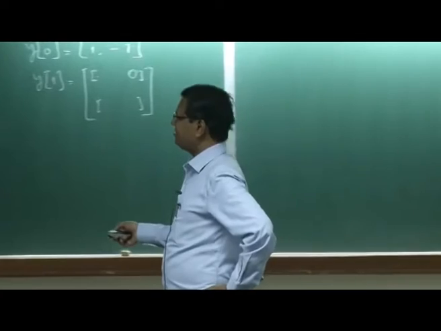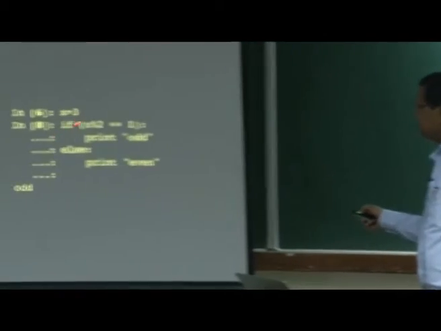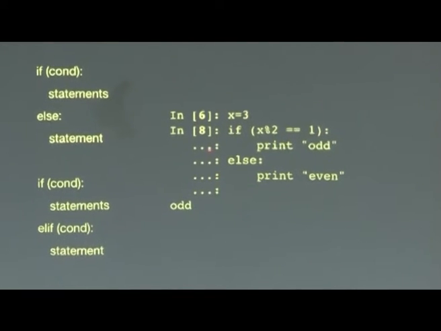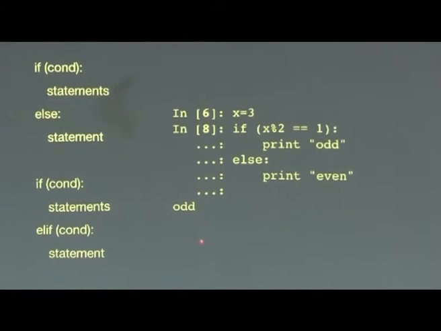One simple example is this. This is written in the interpreter itself. I did not create a file. If I do not create a file, these are 4 blanks here. You can see this, 1, 2, 3, 4, 4 blanks. So, if x is divisible by 2, so a remainder of x, this is the remainder function, a remainder of x equal to 1, then print odd, else print even.